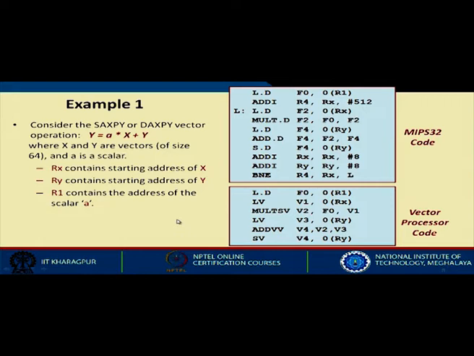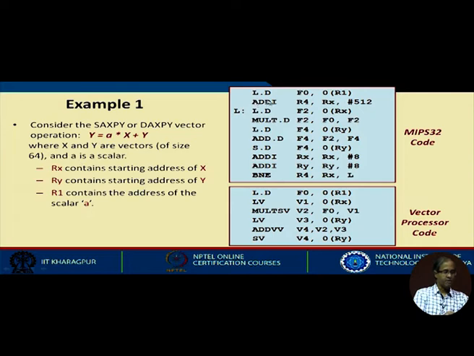Let us take an example. We look at a computation like this: y equal to a multiplied by x plus y, where x and y are vectors and a is a scalar. Okay. This is sometimes called the single precision SAXPY or double precision DAXPY loop. SAXPY stands for a x plus y. So, if it is in single precision, we call it a SAXPY loop. If it is double precision, you call it a DAXPY loop. Here we are assuming that x and y are both vectors of size 64 and a is a scalar.